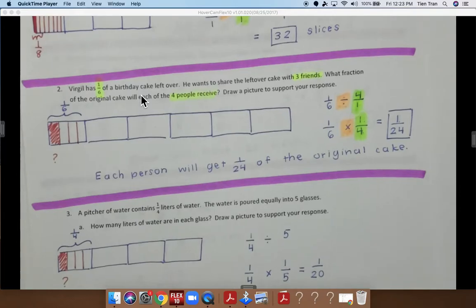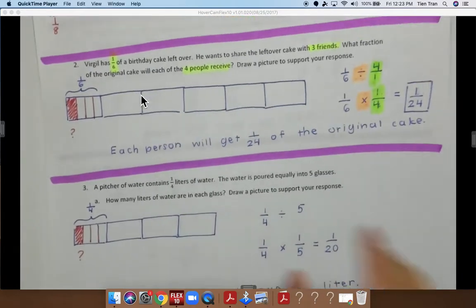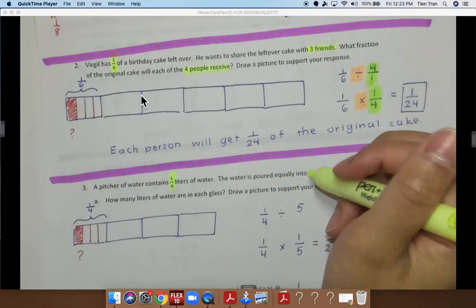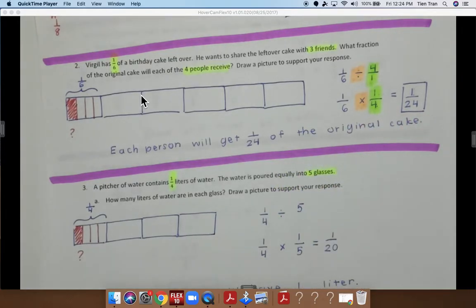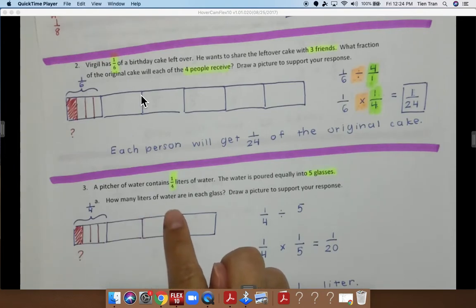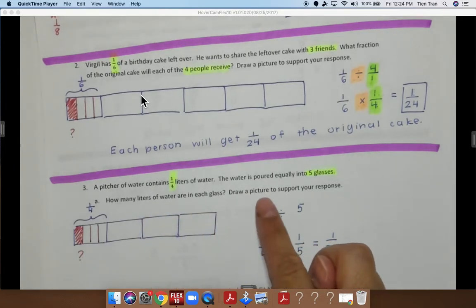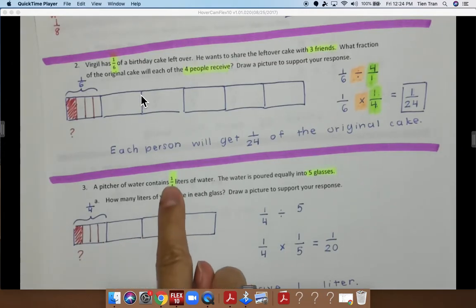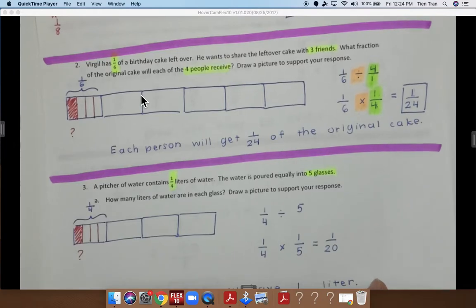Problem number 3. A pitcher of water contains 1/4 liters of water. The water is poured equally into 5 glasses. How many liters of water are in each glass? Draw a picture to support your answer. So right here I have 1, 2, 3, 4. 4 pieces because there's 1/4 liters of water. And I am making sure that I'm dividing it into 5 glasses.